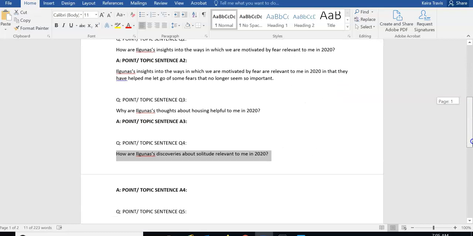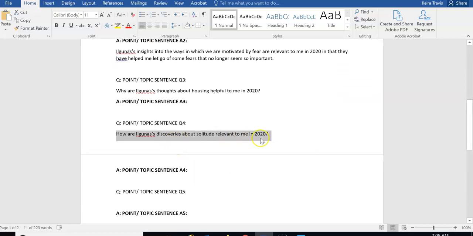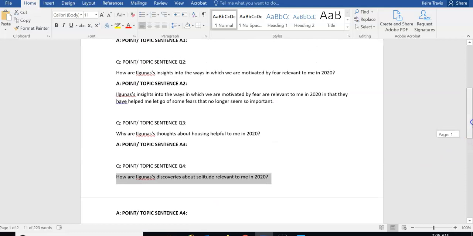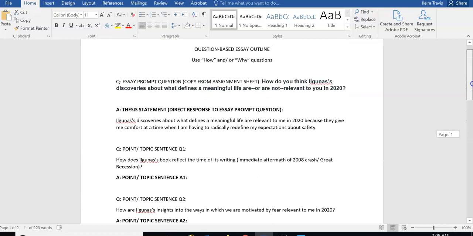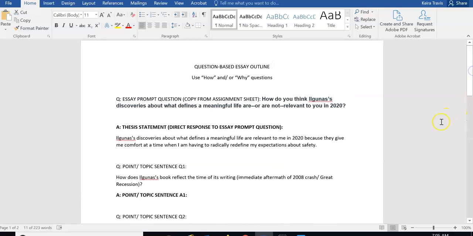So I'm building up maybe to my most important point. This essay outline has room for 5 body paragraphs, and you might need 5, you might need 4. I'd basically advise you to have more than 3 body paragraphs for this essay. It's a little longer than the J essay. I do want to emphasize again, you are free to argue that the book, or the discoveries he claims to have about what makes for a meaningful life, are not relevant to you in 2020. That's fair game.